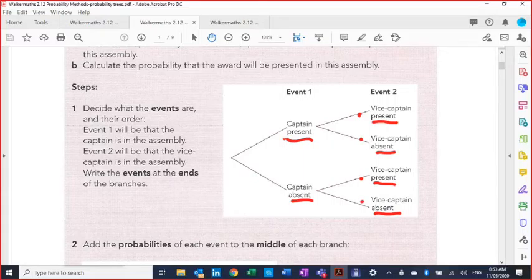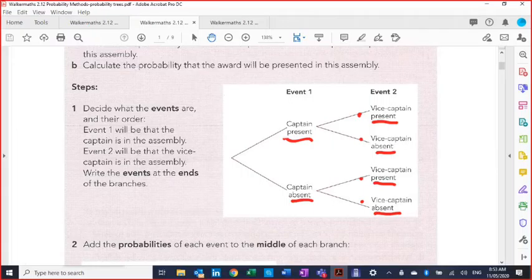Okay. Now we're going to put probabilities in the middle of each one of these branches so that we know what the probability of that event happening is. Okay. Now, but before we do that, well, let's see. We might go ahead and do that.